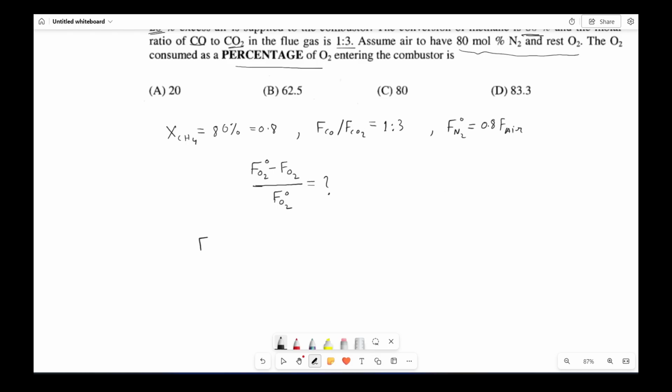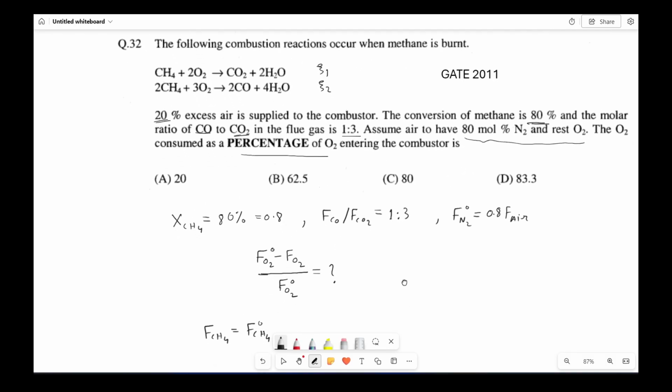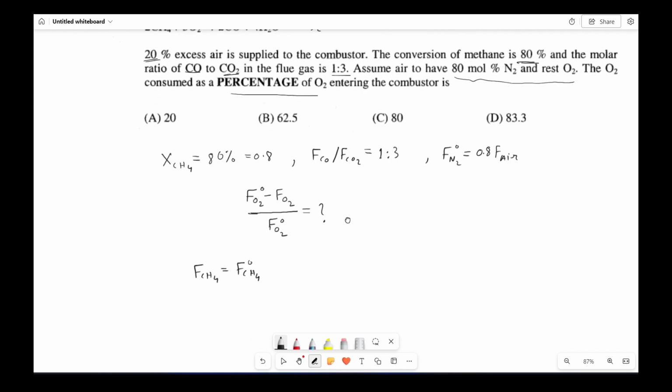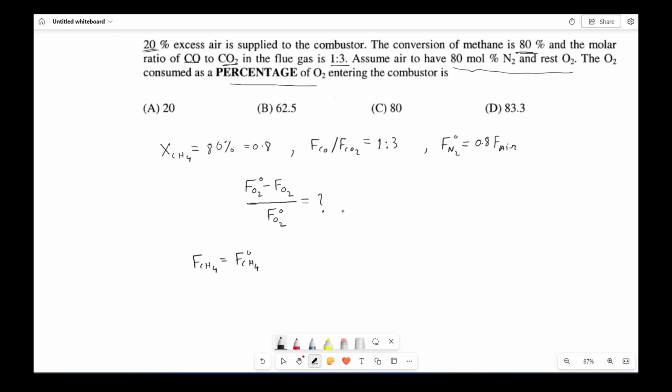FCH4 is equal to FCH4 naught minus the extent terms. Now if you see the reaction, CH4 has stoichiometric coefficients of -1 and -2, so same as this: minus zeta 1 minus 2 zeta 2. And it is also said that the conversion is 0.8.